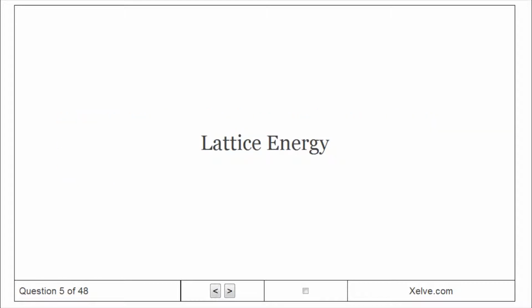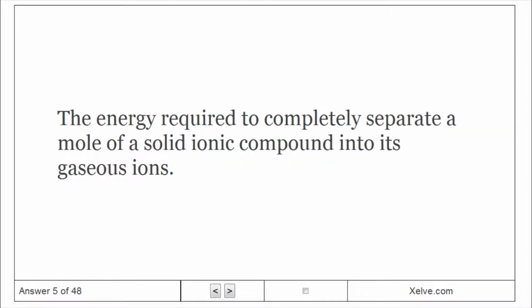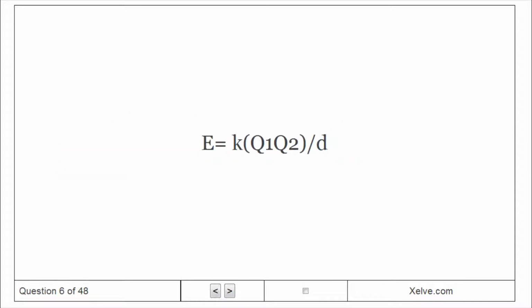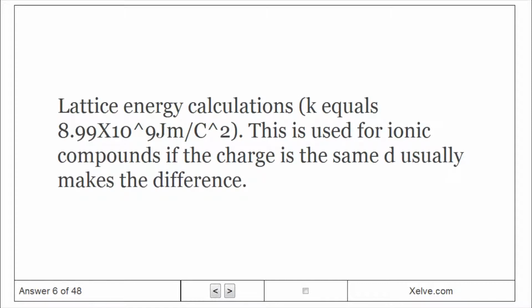Lattice energy. The energy required to completely separate a mole of a solid ionic compound into its gaseous ions. E equals kD. Lattice energy calculations: this is used for ionic compounds if the charge is the same. D usually makes the difference.